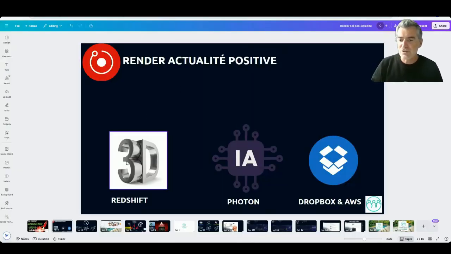Render, there's exciting news about the project as they are integrated into the Redshift rendering engine for 3D rendering. It's the technological solution that enables decentralized calculations with GPUs. This is very good. It's a highly professional environment. They are also integrated into AI with the Photon project. And for the storage of renderings they produce using their decentralized GPU, they've just forged partnerships with Dropbox and AWS, which is none other than Amazon Web Services. So a solution that's becoming more professional, more structured. So that's really, really positive for the Render project.